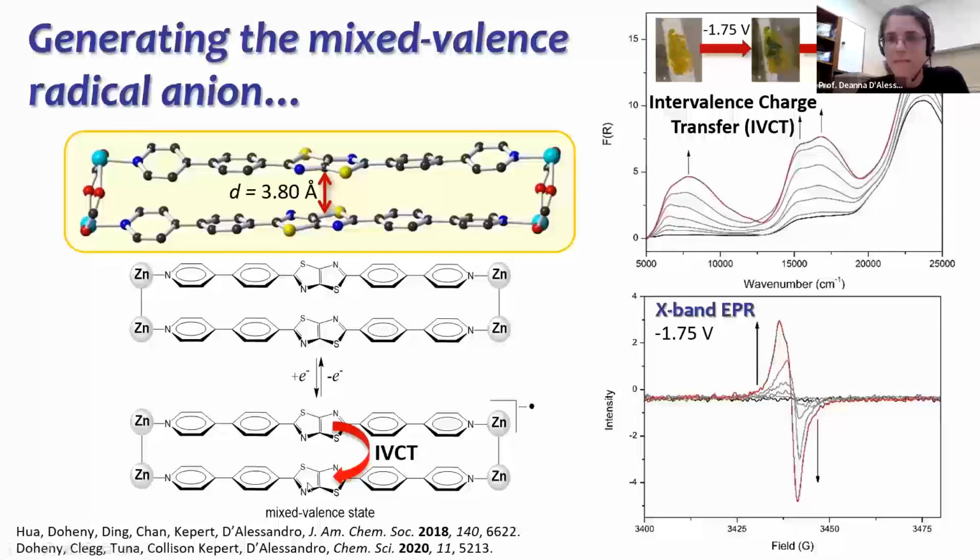So this is a mixed valence state. Interestingly, this band in the near infrared region is reminiscent of an intervalence charge transfer transition. And then we have peaks in the visible region, which is corroborated here by the EPR spectrum at exactly the same potential, showing that we have radical formation. And indeed, that's the radical of the thiazole-thiazole.